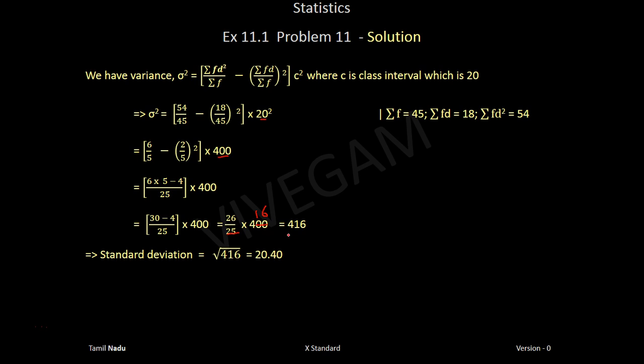26, that is 416. And the standard deviation is the square root of 416, that is 20.4. As usual, you take the log of 416, divide by 2, and then take the anti-log. So the variance is 416 and the standard deviation is 20.4.